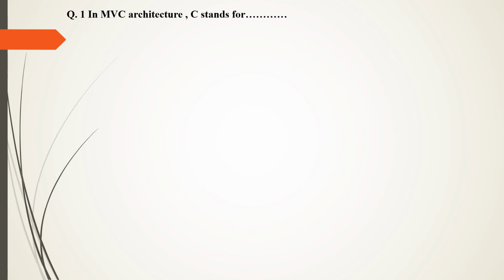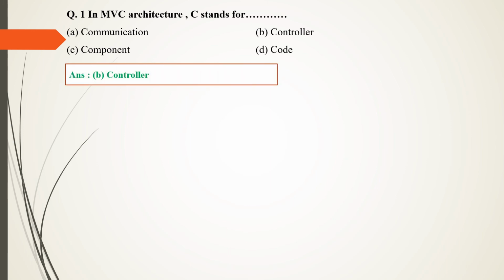Next, we have some MCQs. In MVC architecture, C stands for: options are first communication, second controller, third component, last code. The answer to this question is controller. In MVC architecture, C stands for controller.